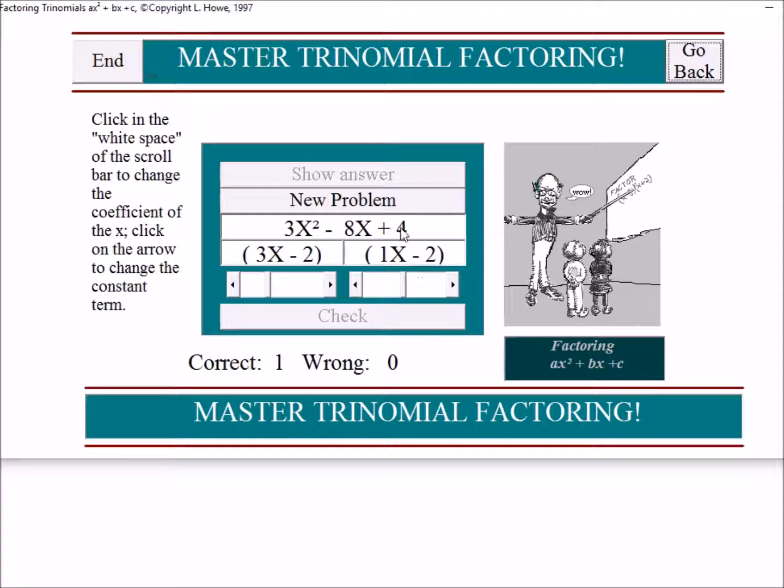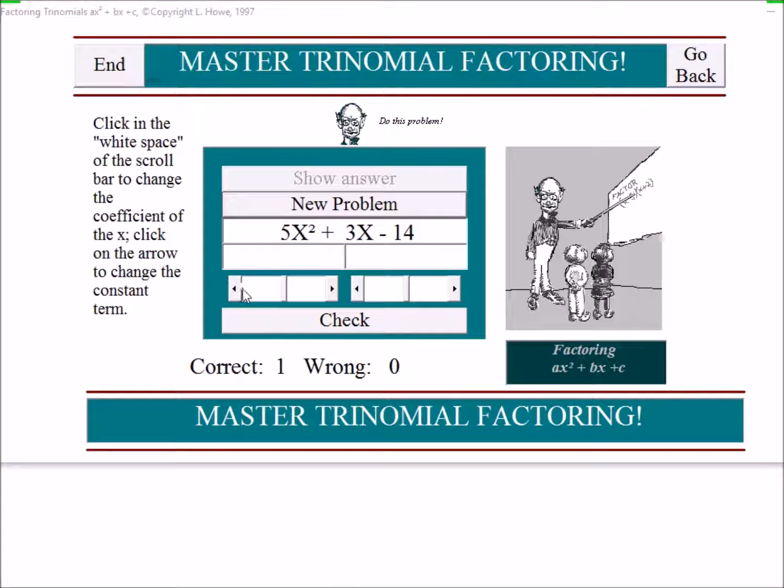I'll do one more. That one is plus, so the signs will be the same. Let's try to work one. Let's try this one. The only way we can get the 5 is with a 5x and an x. The only way we can get the 5 is with the 5 and a 1. The only way we can get the 14 is 14 and 1 and 7 and 2. And somebody over here has to multiply somebody over here, and we have to end up with a 3 in the middle by subtraction.